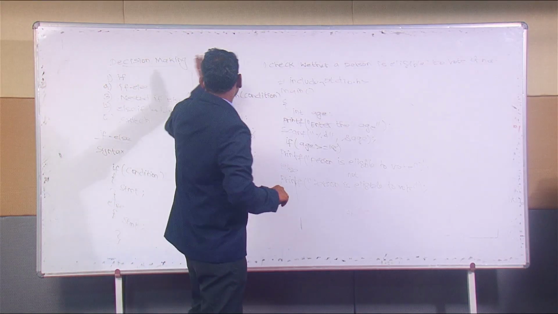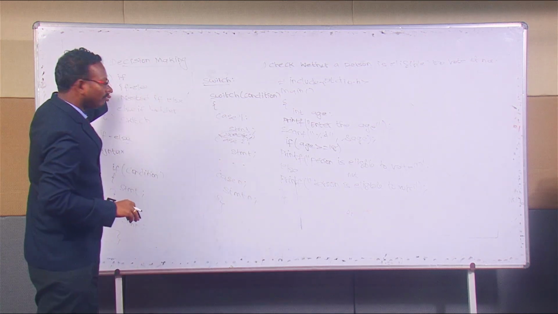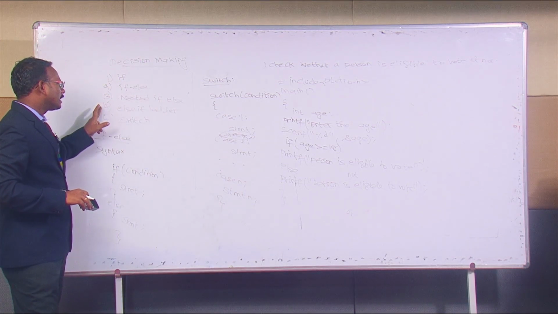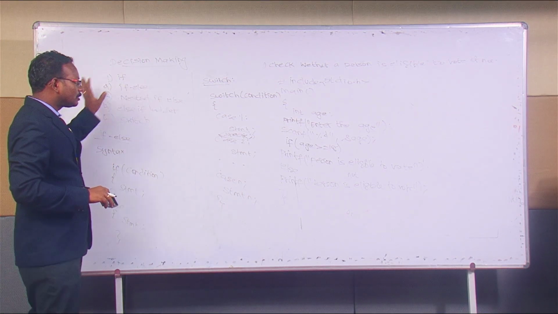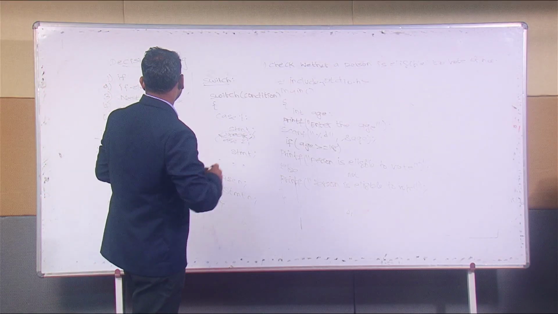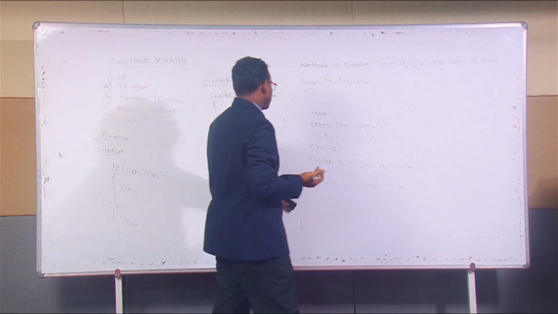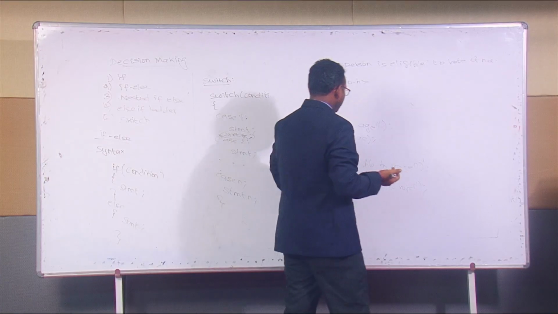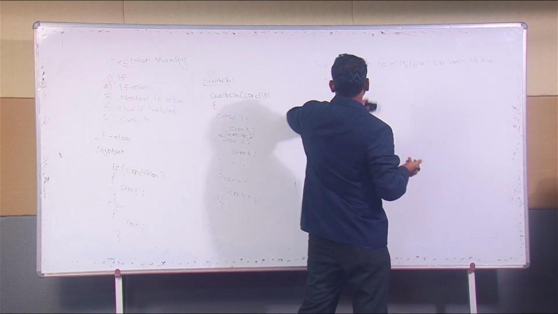These are the different types of decision making: if else, nested if else, else if ladder, and switch. These are the various decision making conditions where we can access this data. Okay, and next is looping statements. What are the various looping statements available in C?